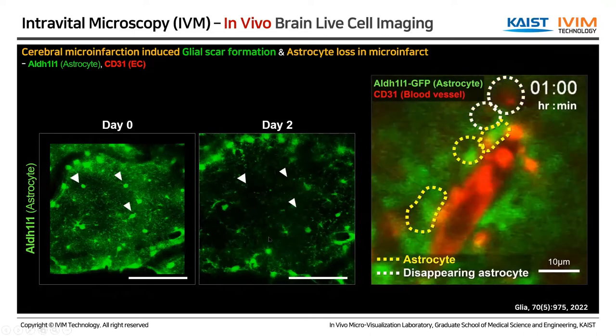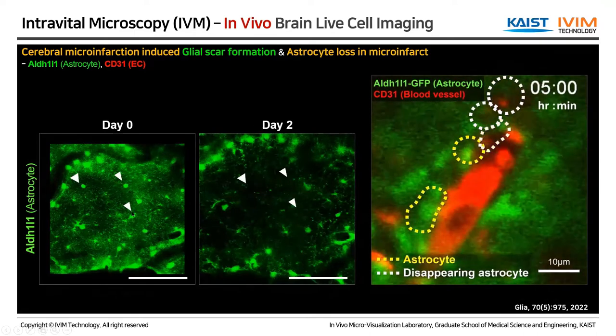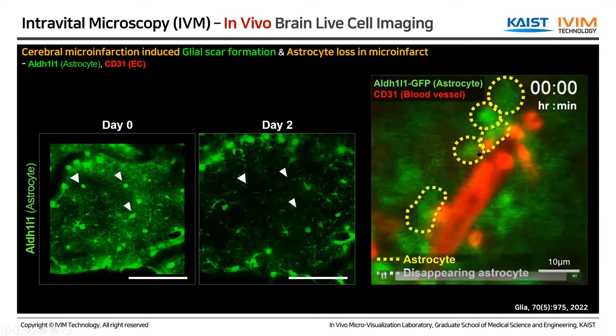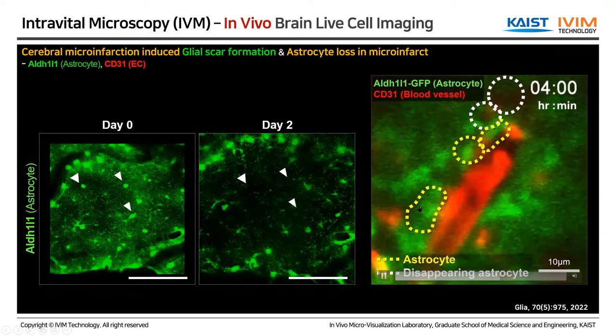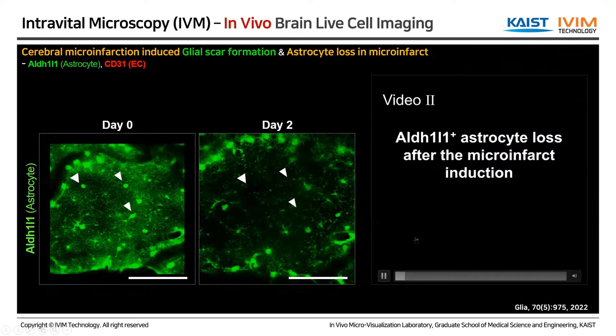And then at the cellular level, from day zero to day two, we can see the disappearance of the astrocyte, like this. So again, this is 24 hours moving, so you can see the disappearance of this dark green cells, basically, disappearance of the astrocyte.